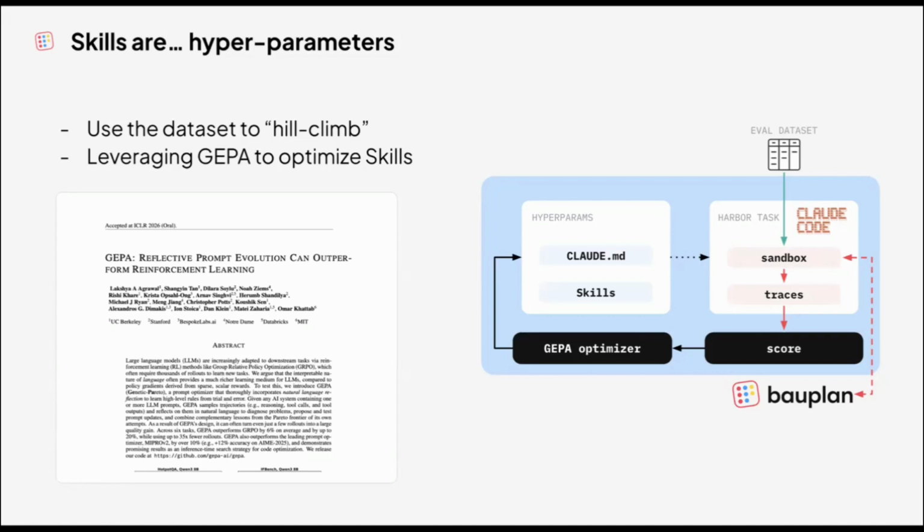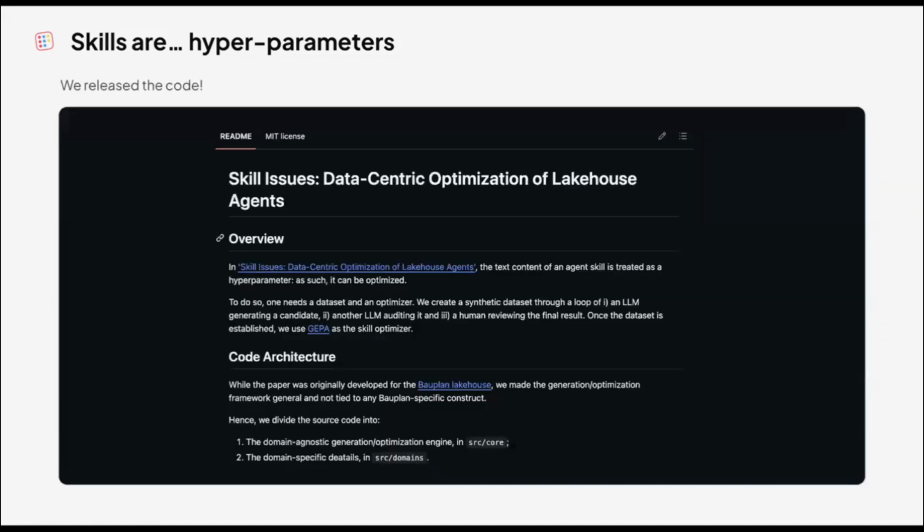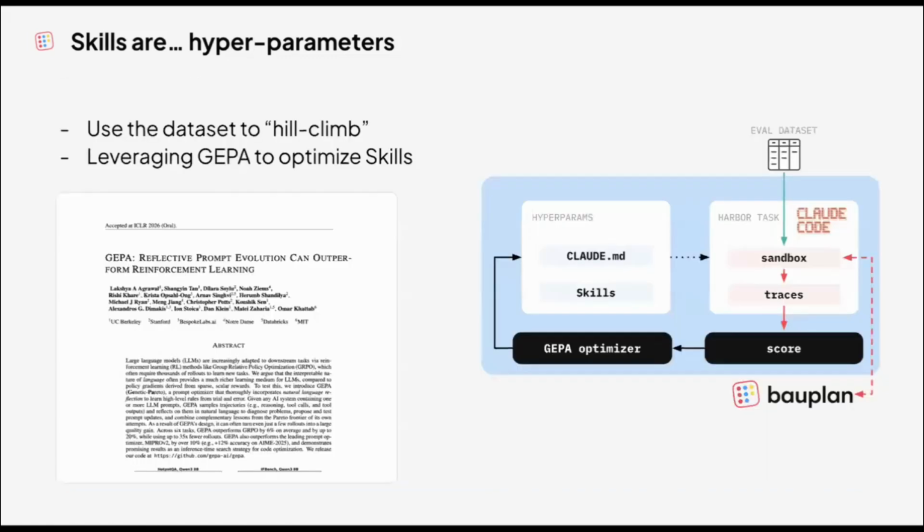Okay, so we hill climb, if you want to talk like the cool kids on Twitter, we hill climb our evals by basically continuing to optimize our textual hyperparameters, which are Claude and skills. If you are curious about how this works, how you set it up, there are a few moving pieces here between the evals, the sandboxing, the tool calls to Bauplan, the GEPA optimizer, and all the models that contribute to this.